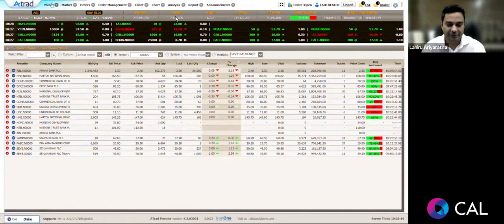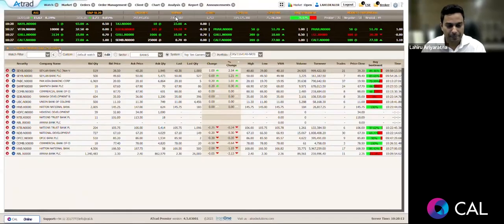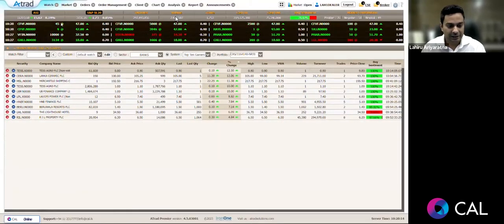You can do this with a few other sectors as well. What I would do is, at your leisure, just try some of these features. There's another feature that you have in this Atrad system. You can see the top gainers and top losers on a particular day, at a particular time.